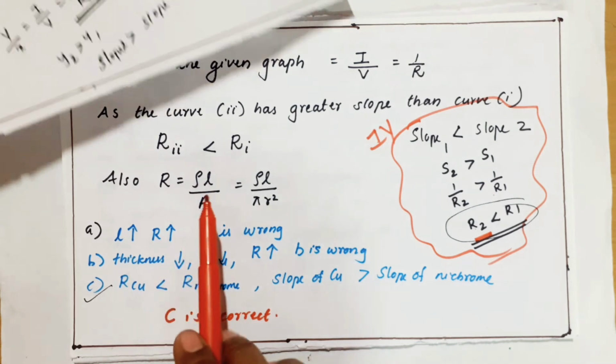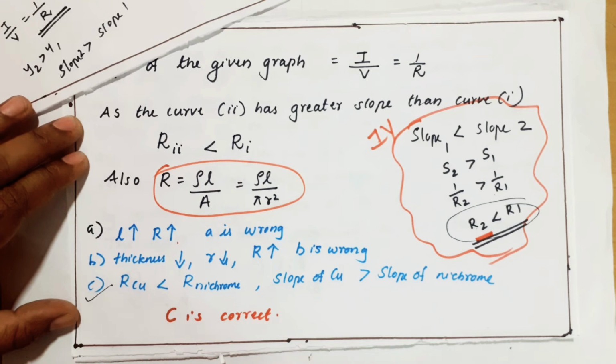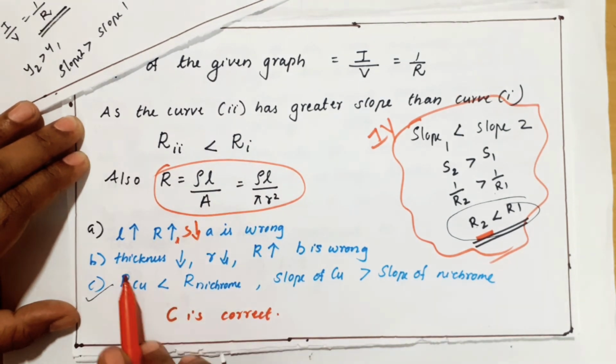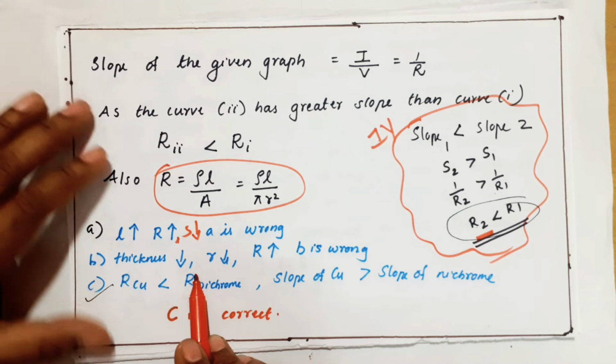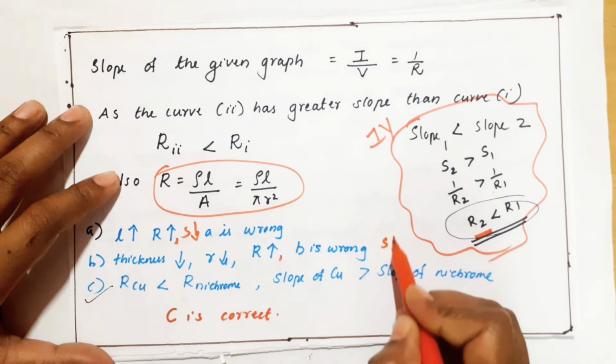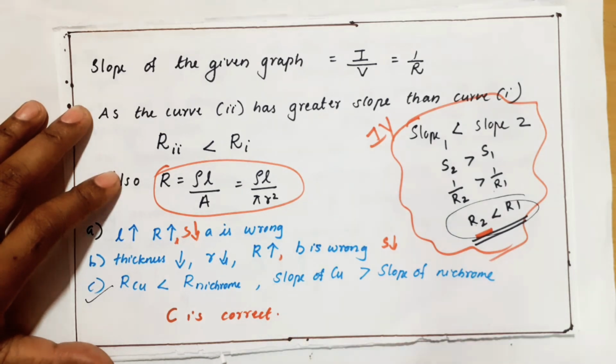If you increase the length, according to this equation, the resistance also increases. Resistance increases means the slope will decrease. The second case is about decreasing the thickness. If you decrease the thickness, resistance also increases, so in this case also the slope will decrease. Next, you remove the nichrome wire and add a copper wire. We know that copper wire has less resistance, which means 1 by R is greater.